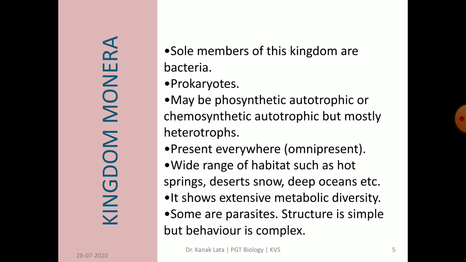Now let us see about the different kingdoms separately. First is kingdom Monera. In Monera, all bacteria are grouped, and members of Monera are prokaryotes. They may be photosynthetic autotrophic or chemosynthetic autotrophic, but most of the bacteria are heterotrophic.